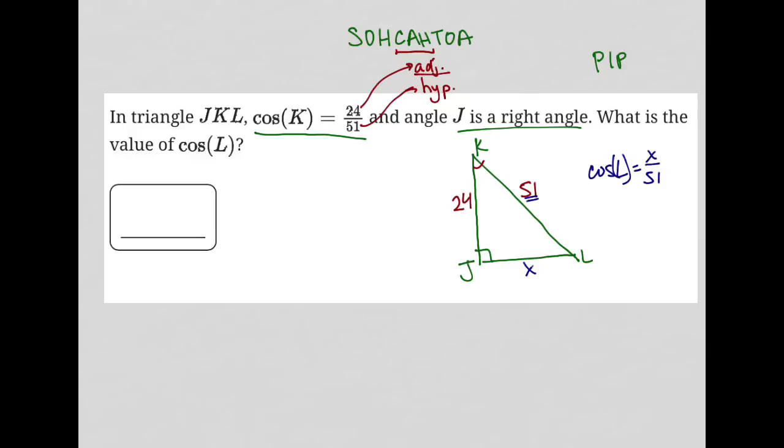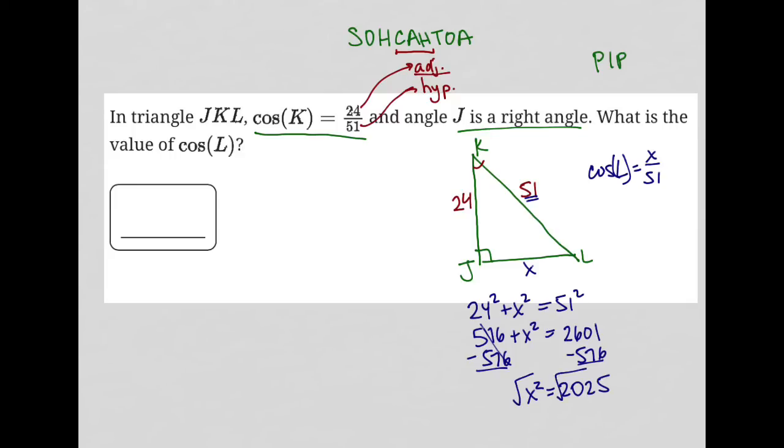I am going to use Pythagorean theorem, which tells me that 24 squared plus x squared should equal 51 squared. Go straight to my calculator. And 24 squared is 576 plus x squared equals 51 squared is 2,601. If I subtract 576 from both sides, I get that x squared is equal to 2,025.